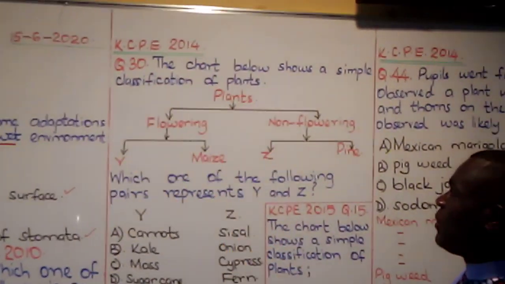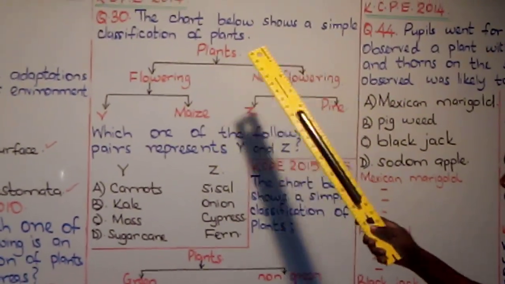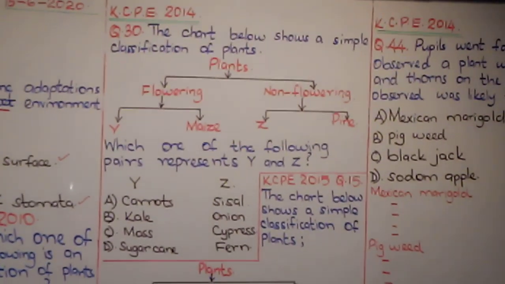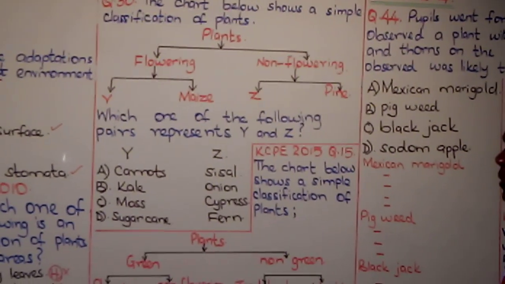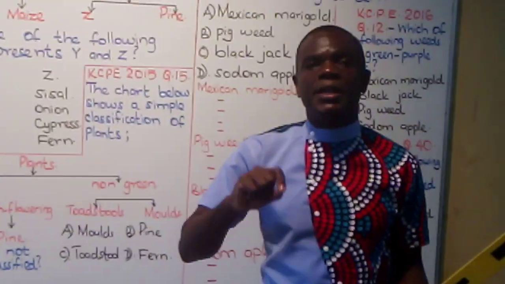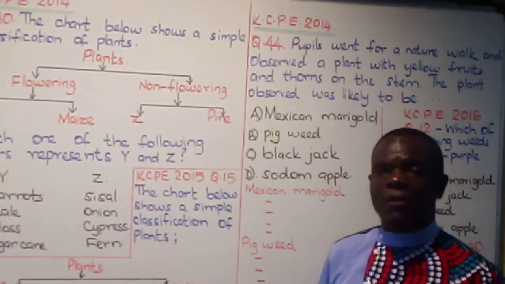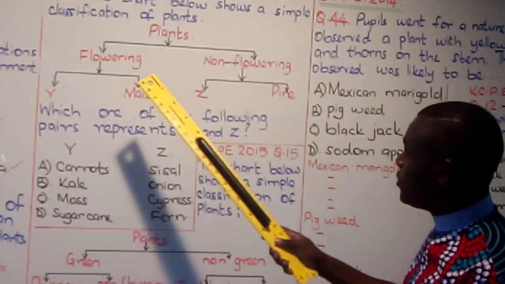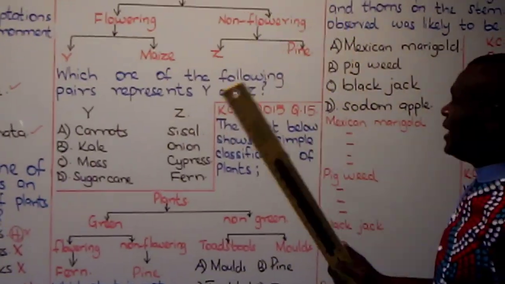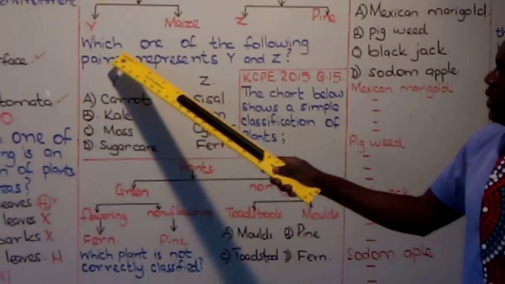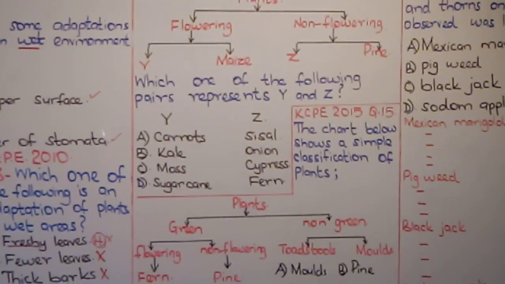KCPE 2014 question number 30. It is talking about the chart below, which shows a simple classification of plants. This is the chart. Plants are majorly divided into green and non-green plants, and green plants are divided into flowering and non-flowering plants. Flowering plants are Y and maize. Non-flowering plants are Z and pine. Which one of the following pairs represents Y and Z respectively?